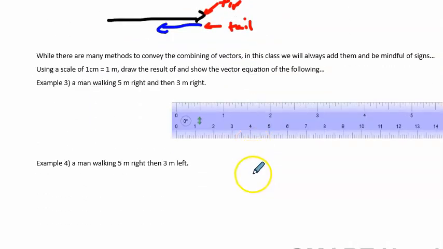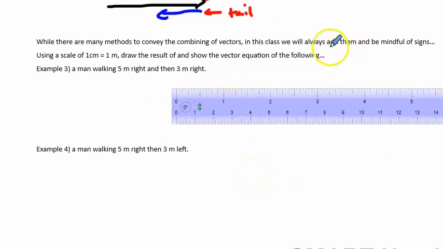Now, while there are several methods we use, the one we're going to be using is to add them together, being mindful of the signs. Let's take a look at what that would mean. We're also going to draw them out using a scale of 1 centimeter equal to 1 meter in each case. So we've got a man walking 5 meters to the right and then 3 meters to the right.